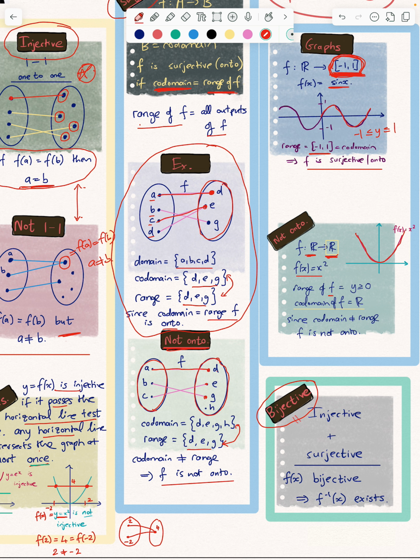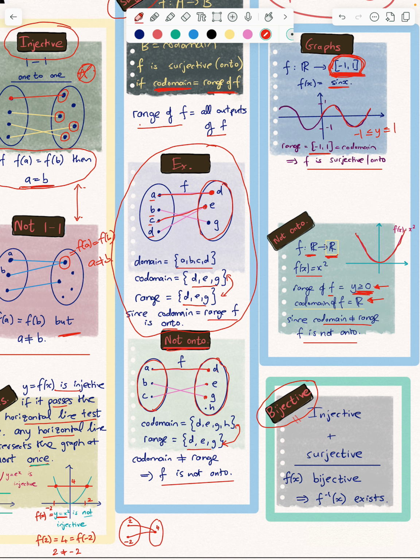So all the y values along that curve are y values that are greater than or equal to 0. So the range is all positive real numbers, including 0. The codomain is all real numbers, and since the codomain is not equal to the range, f is not onto.